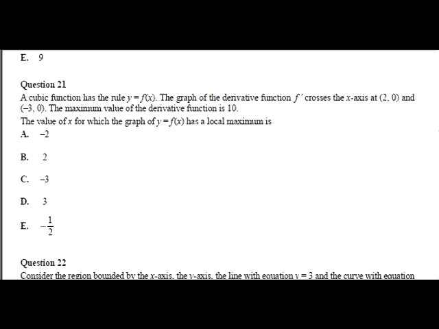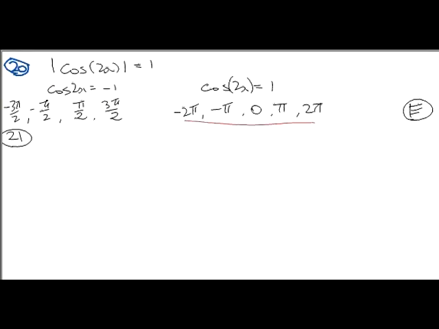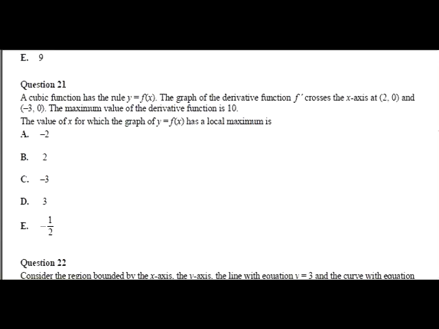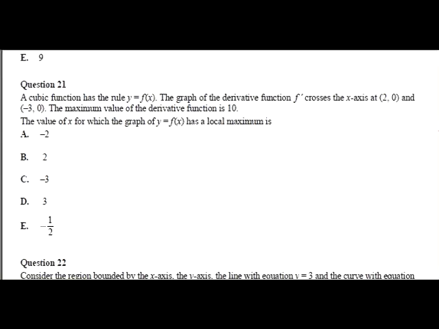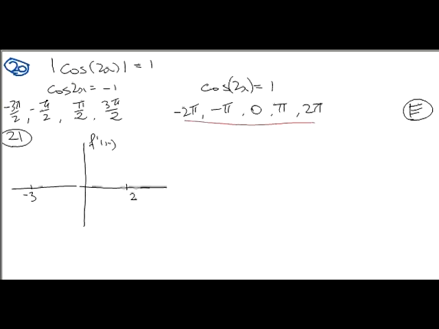Smart thing to do, draw f dash. So let's draw f dash. It looks like this. We've got an intercept at 2 and minus 3. And you know it's a parabola because the real function's a cubic, so the derivative is a parabola. Great. And there's a maximum, meaning that it's this shape.